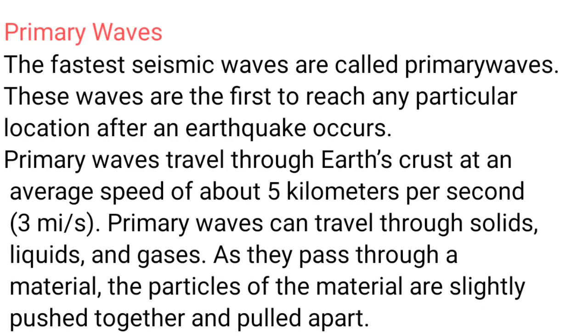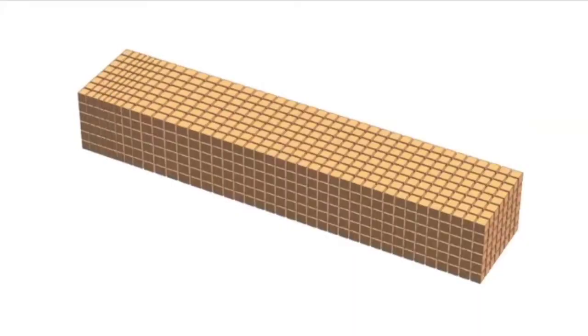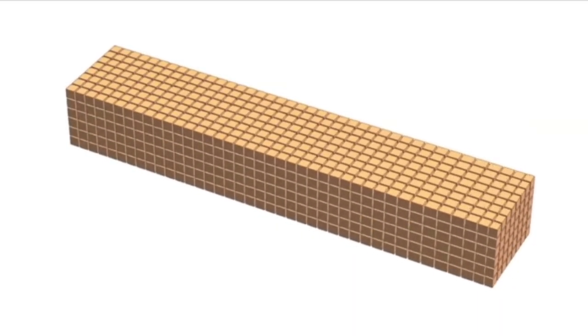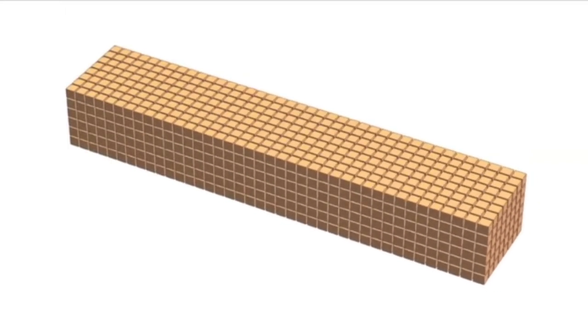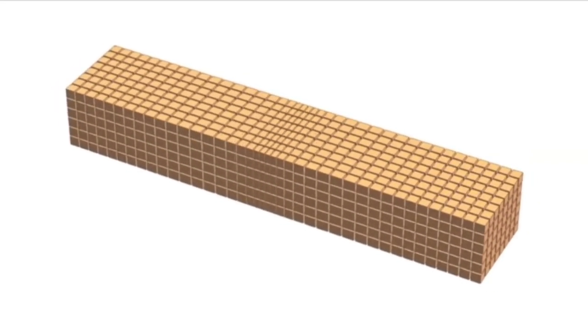First, we should know the properties of the waves. Primary waves are the fastest waves. They travel at almost 5 km per second, and P waves can travel through any medium: solid, liquid and gas. But as they pass through the material, the particles of the material are slightly pushed together and then pulled apart. Here is the video representing the movement of the P waves. It moves like a sound wave, pushing and pulling apart the materials passing through it.